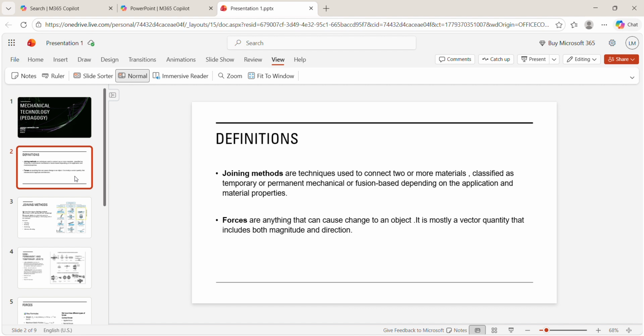So firstly, we're going to define joining methods as techniques or materials used to join two or more materials, classified as temporary, permanent, or semi-permanent mechanical joining fusions. And then forces are vector quantities which include direction and magnitude.